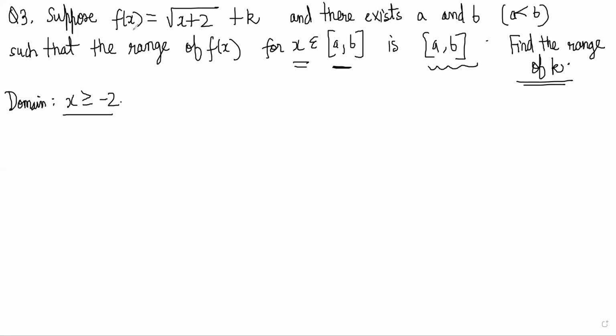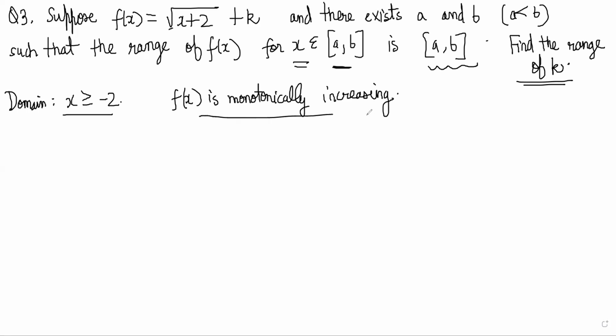Then we can quickly see from the nature of the function, the root of x plus 2 is always increasing and k is a constant, right? So f of x is a monotonically increasing function. Basically, as x increases, f of x increases. So that means the range of f of x for x belongs to a to b should be between root over a plus 2 plus k to root over b plus 2 plus k, right?